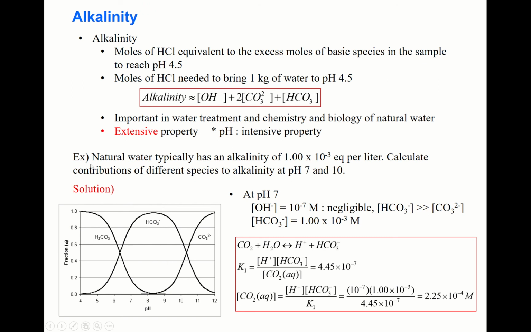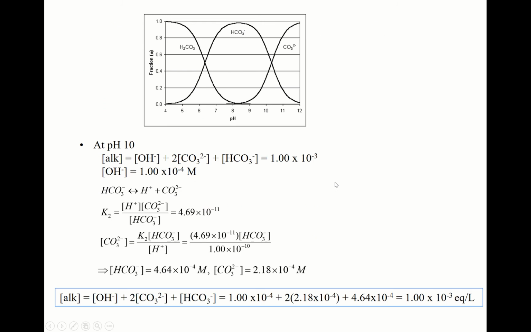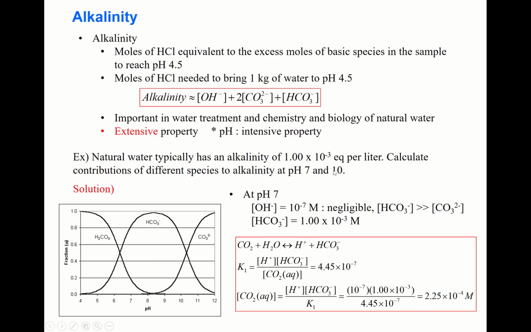Well, here is an example. Natural water typically has an alkalinity of 10 to the minus 3 equivalents per liter, which is what? Equivalents is what? HCl equivalents. Now, the question is to calculate contributions of different species to alkalinity at pH 7 and pH 10. What's the alkalinity at pH 7 and what's the alkalinity at pH 10? Let's consider first pH 7.